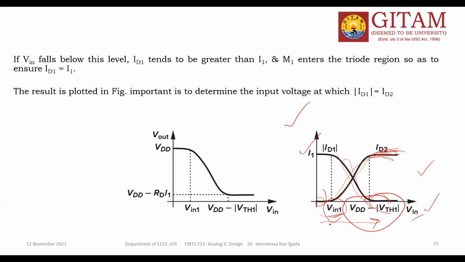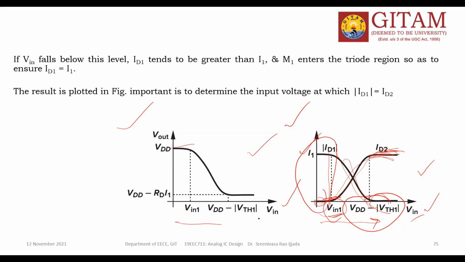One more thing, the plot is here: input voltage versus output voltage. Whenever the input voltage is less than Vn1, again, Vn1 is the input voltage where ID2 is 0. Since ID2 is 0, only one current is flowing, and your output is VDD.